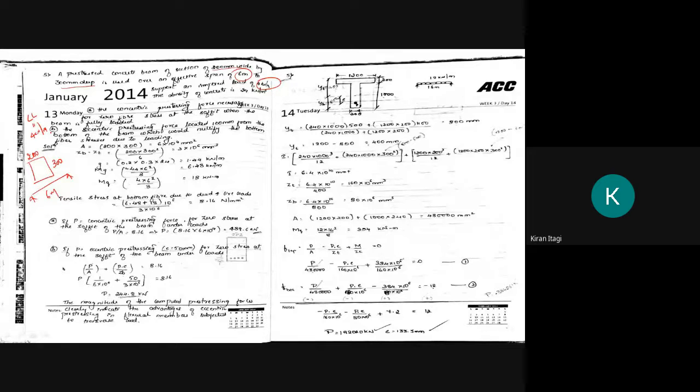Then the density of the concrete he has given. He says that the concentric prestressing force necessary for zero fiber stress at the soffit. It means that he is saying that FB is equal to 0, stress at the bottom fiber is 0 when the beam is fully loaded.